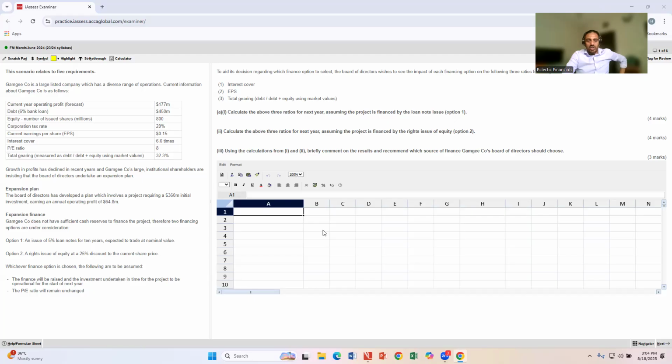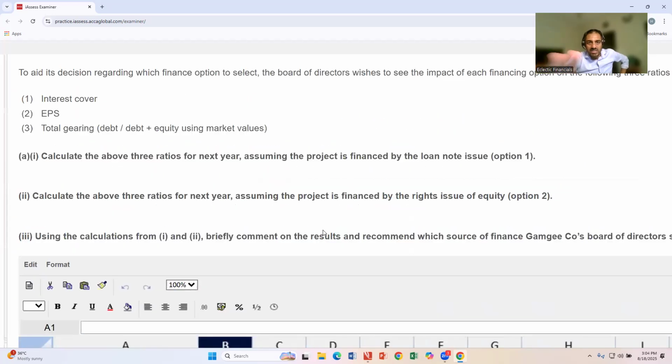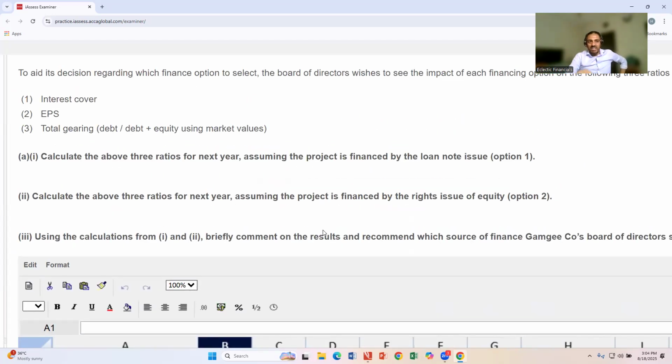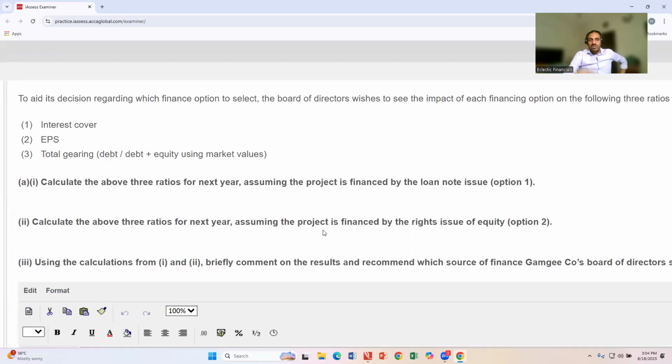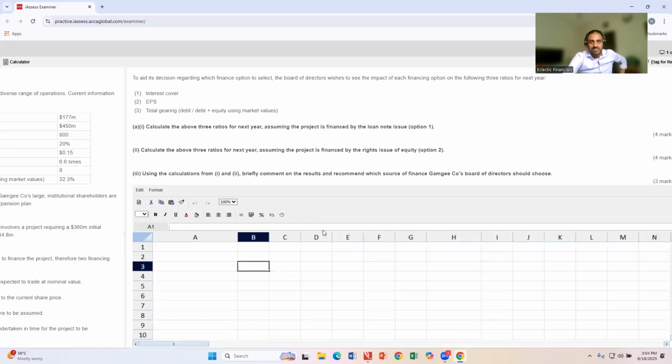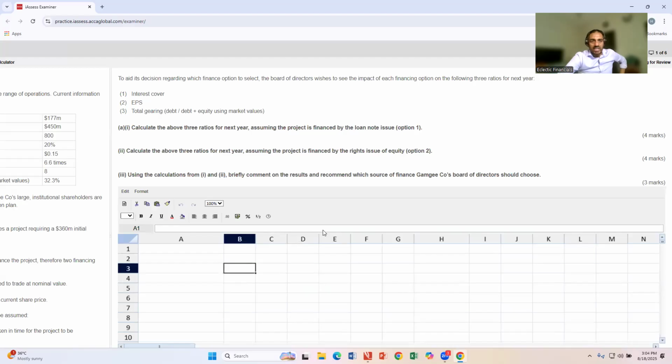Thank you very much. So let's start the first thing: implement that particular strategy. Number one, requirement, part A. The question requirement, quickly: to aid its decision regarding which finance option to select, the Board of Directors wish to see the impact of the finance option on the following ratios.